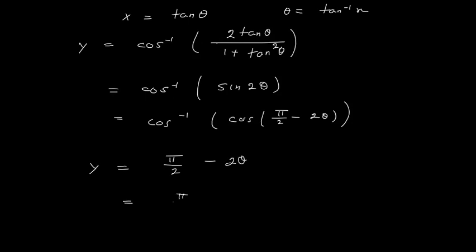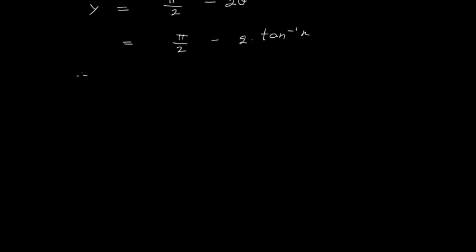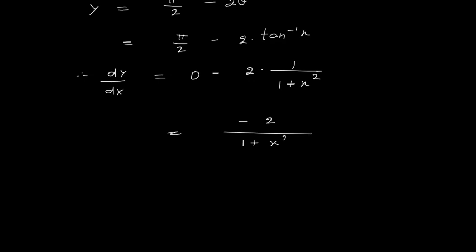So this is equal to pi by 2 minus 2 into theta, which I will write as tan inverse x. So therefore dy upon dx is equal to 0 minus 2 into 1 upon 1 plus x square. So this is minus 2 upon 1 plus x square. This is the value of dy upon dx.